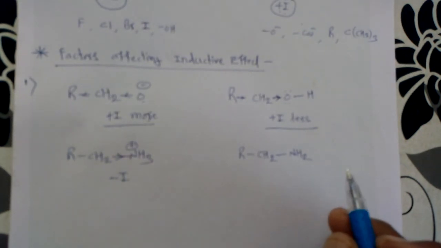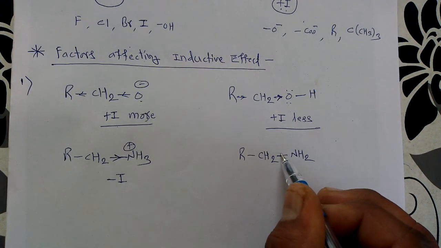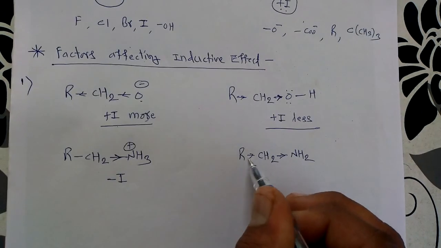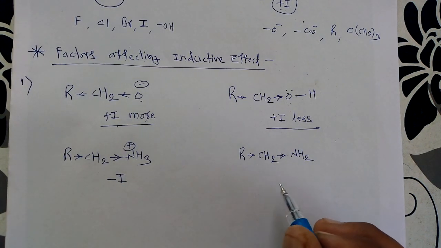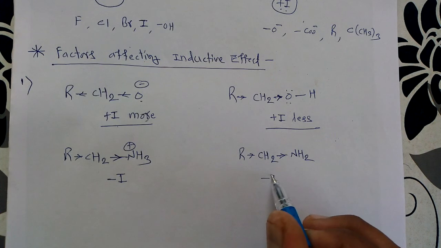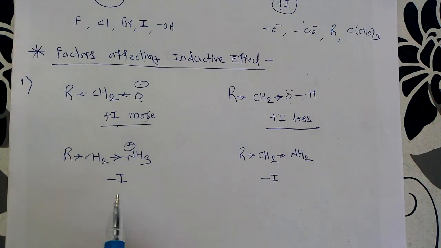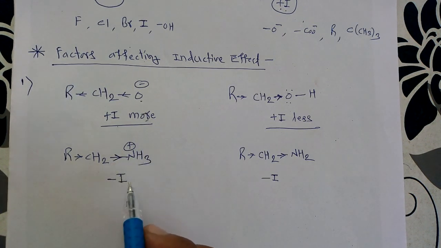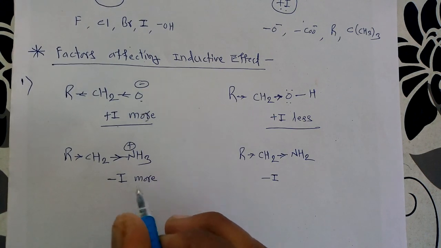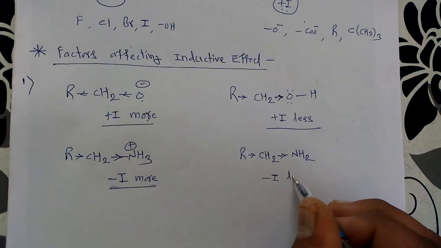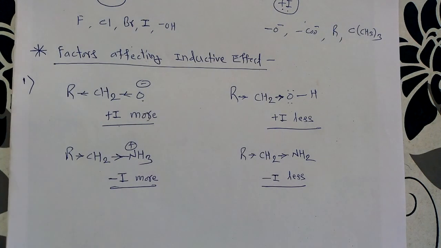In this case, what happens? Again, no doubt the electron density is shifted towards this nitrogen. In this case also it is shifted towards the nitrogen atom, so again it shows the minus I inductive effect. But now if we compare the magnitude of the minus I effect in both, then what happens? The group which has the positive charge shows more minus I inductive effect, so it has the more minus I effect, and the other has the less minus I inductive effect.